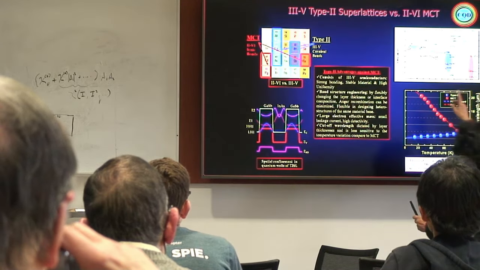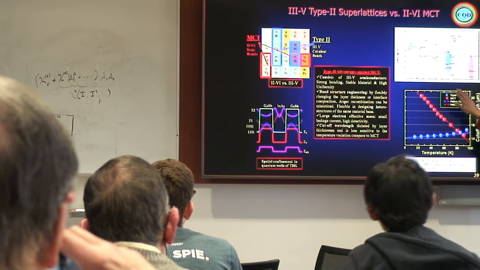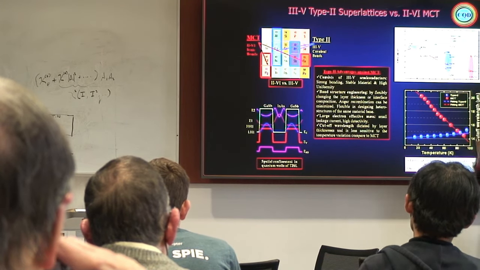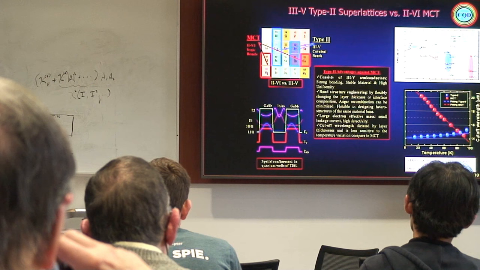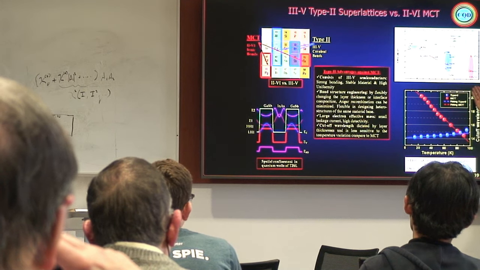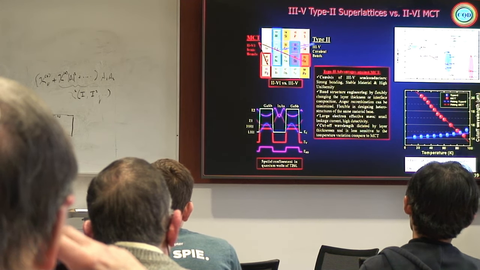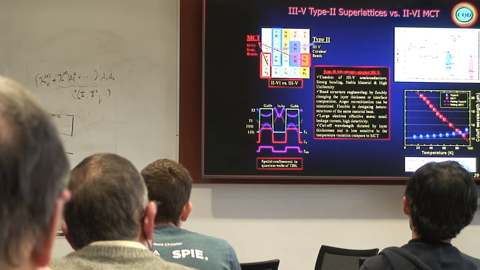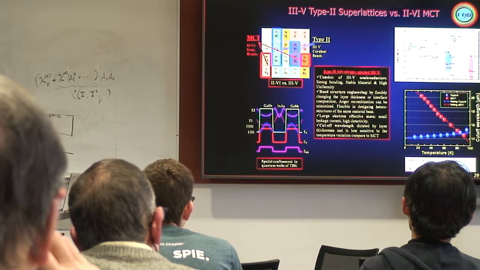Here is the energy gap as a function of the lattice parameter. Mercury cadmium telluride can be perfectly lattice matched. But then the composition can change as a function of energy gap, to go from the short up to the long wave. But in the long wave, due to the problem of the mercury that is very large and is moving, there is a problem of stability.